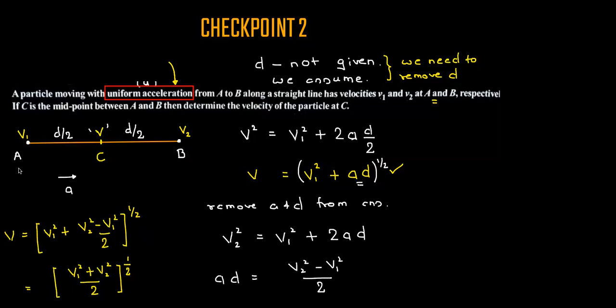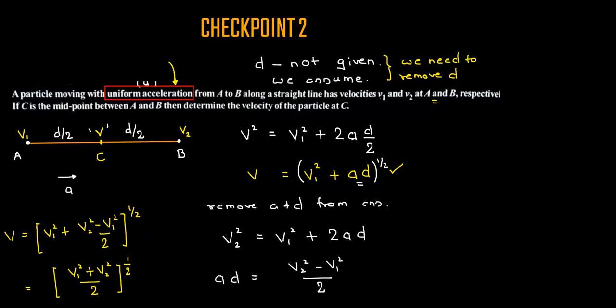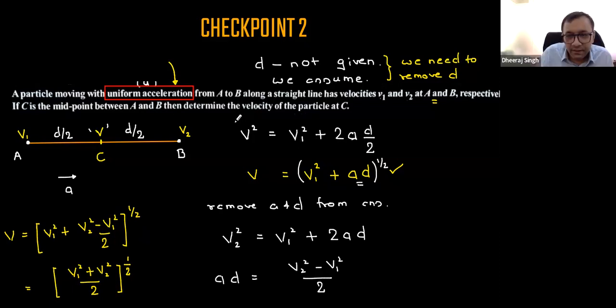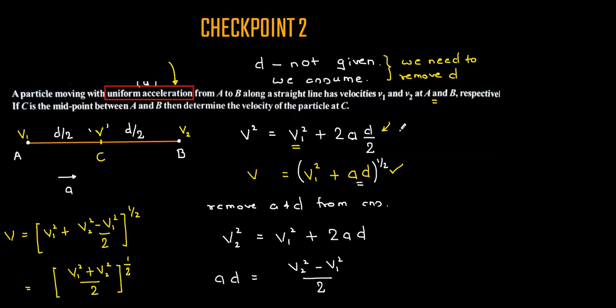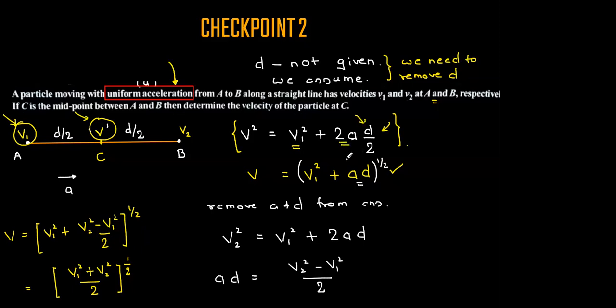Sir, I don't understand the part after you assume the distance and the first equation, the second one, V square equal to U square plus 2AD. Could you explain that part? This is the third equation of motion. Do you remember this? Yes, sir. I'm using this between this point and that point. So final velocity square is equal to initial velocity square plus 2A into S. S is D by 2. Okay, sir. Thank you.